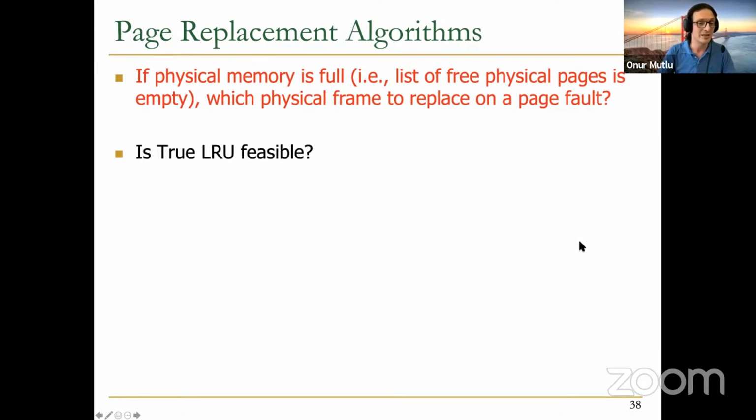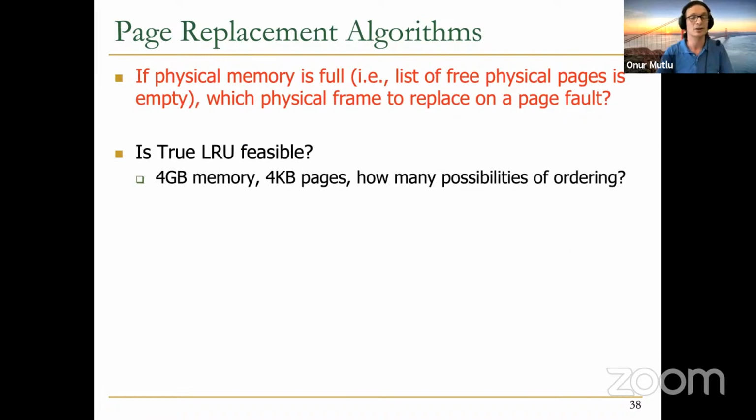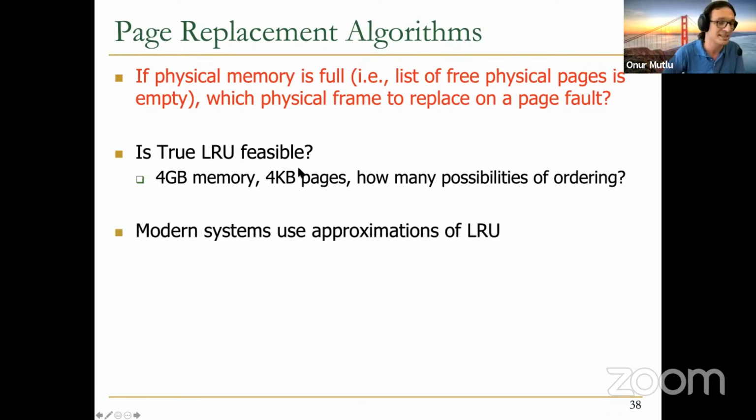Is true LRU feasible? We have 4 GB memory and 4 KB pages. How many possibilities of ordering are there? True LRU is not even feasible in a 32-way associative cache. Now it's actually huge, right? So it doesn't make sense. And true LRU is not necessarily a good idea anyway, right?